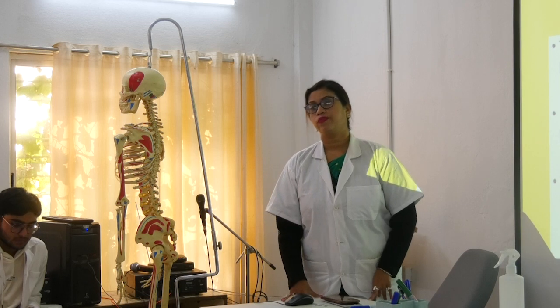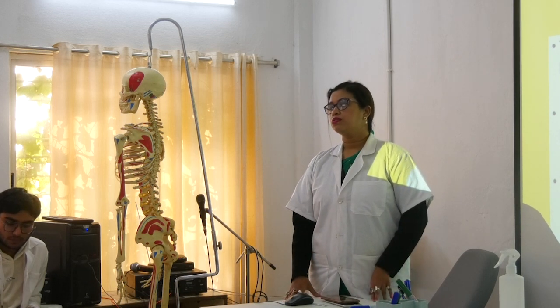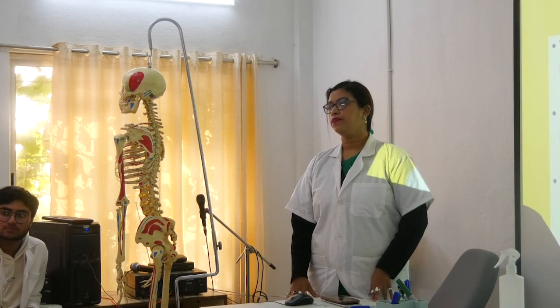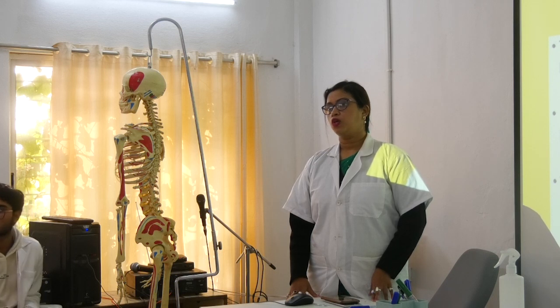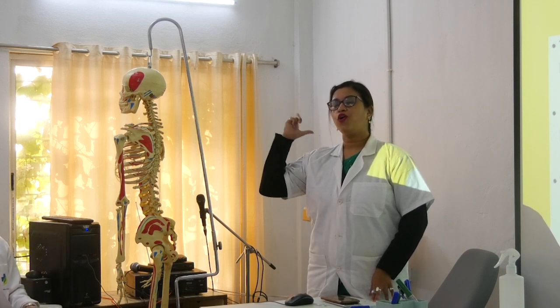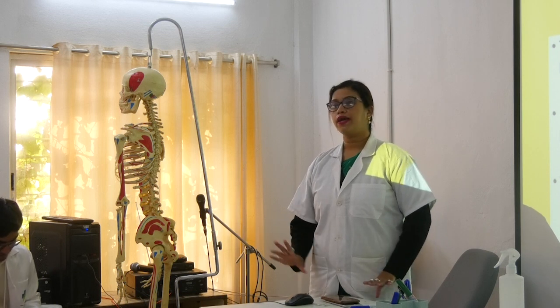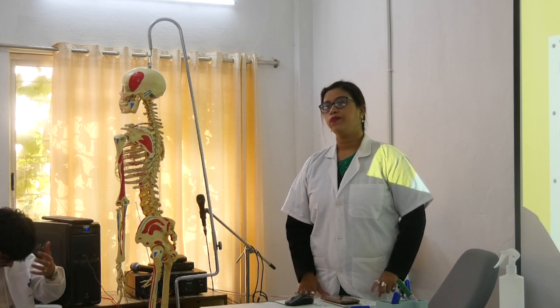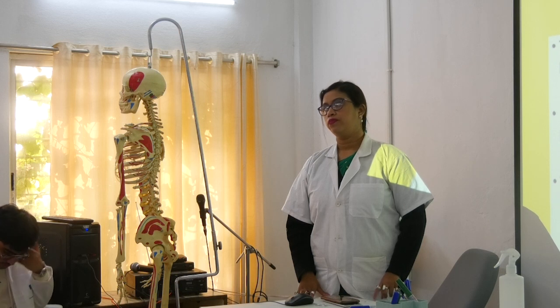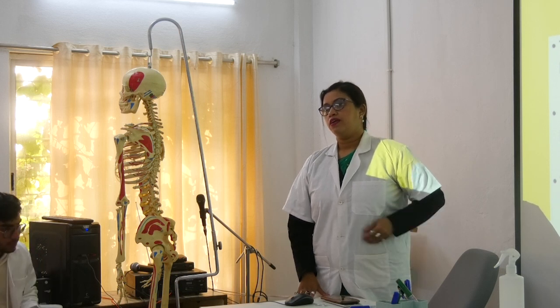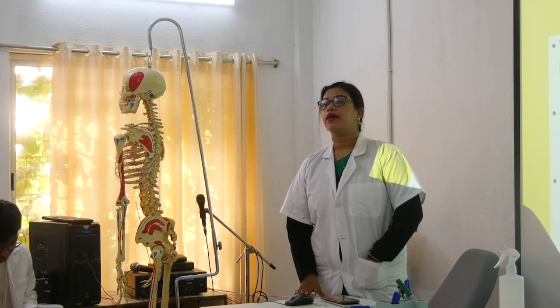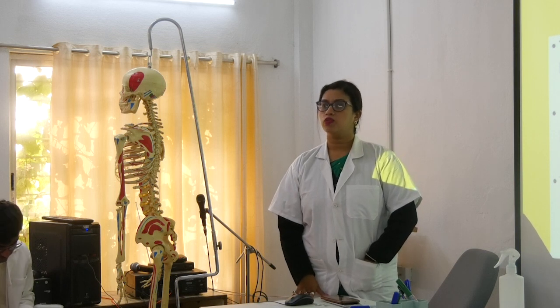Flat bone. Flat bone is scapula, then all these skull bones. Remember, all these skull bones are flat bones. Then next comes the irregular bone. Which one is the irregular bone? Hip bone is one type of irregular bone. Any other? Vertebra. Vertebra is also an irregular bone.